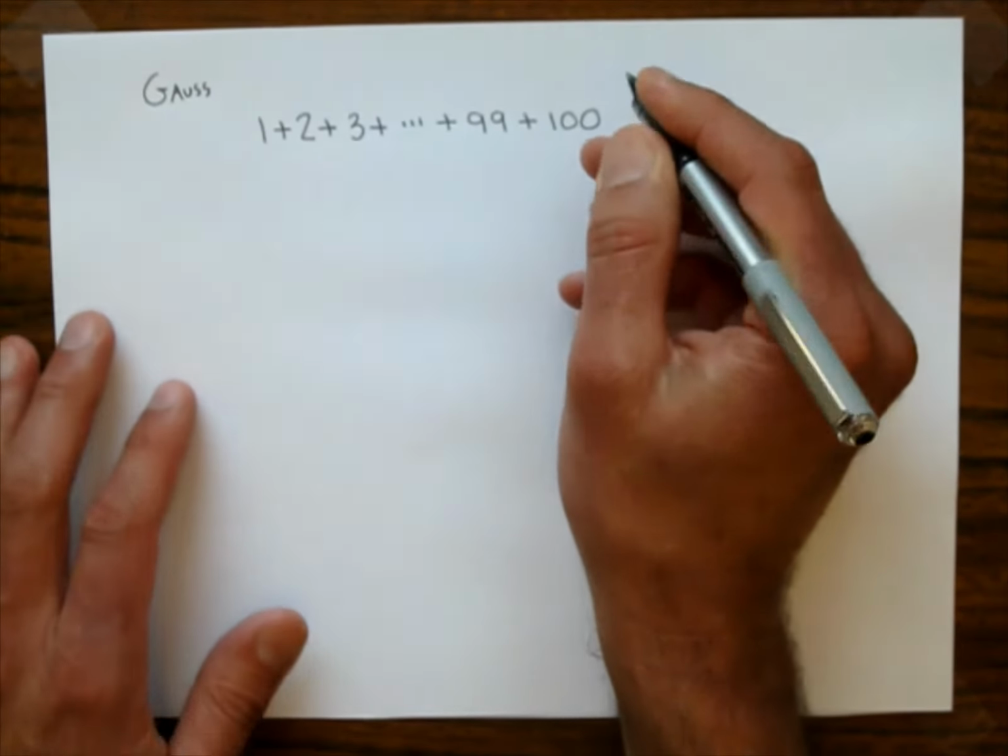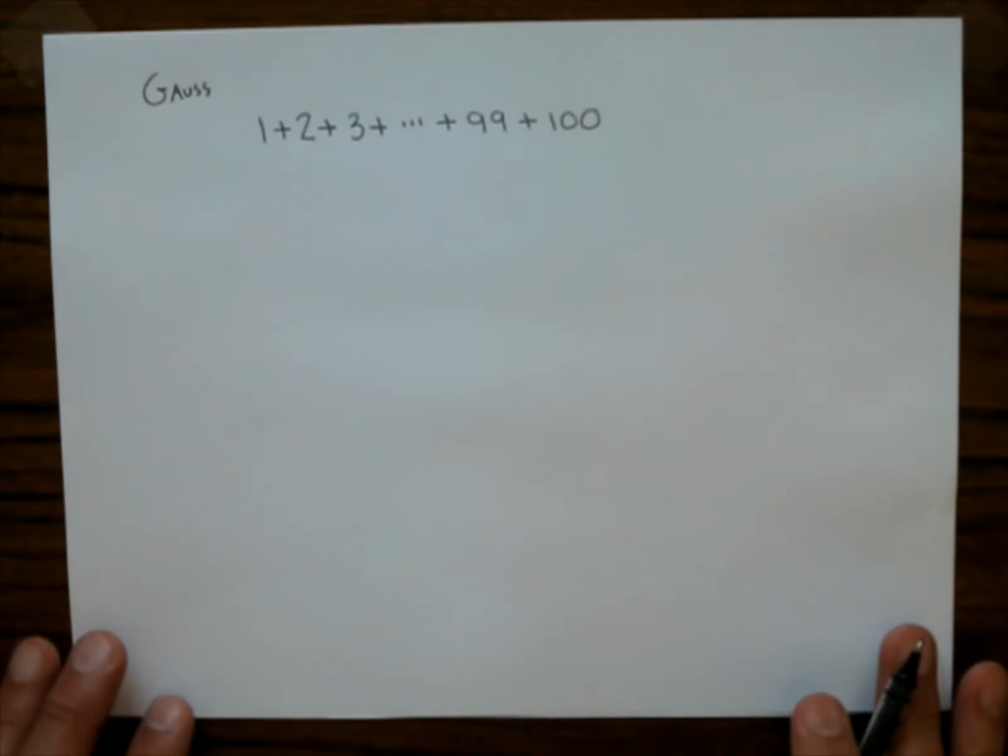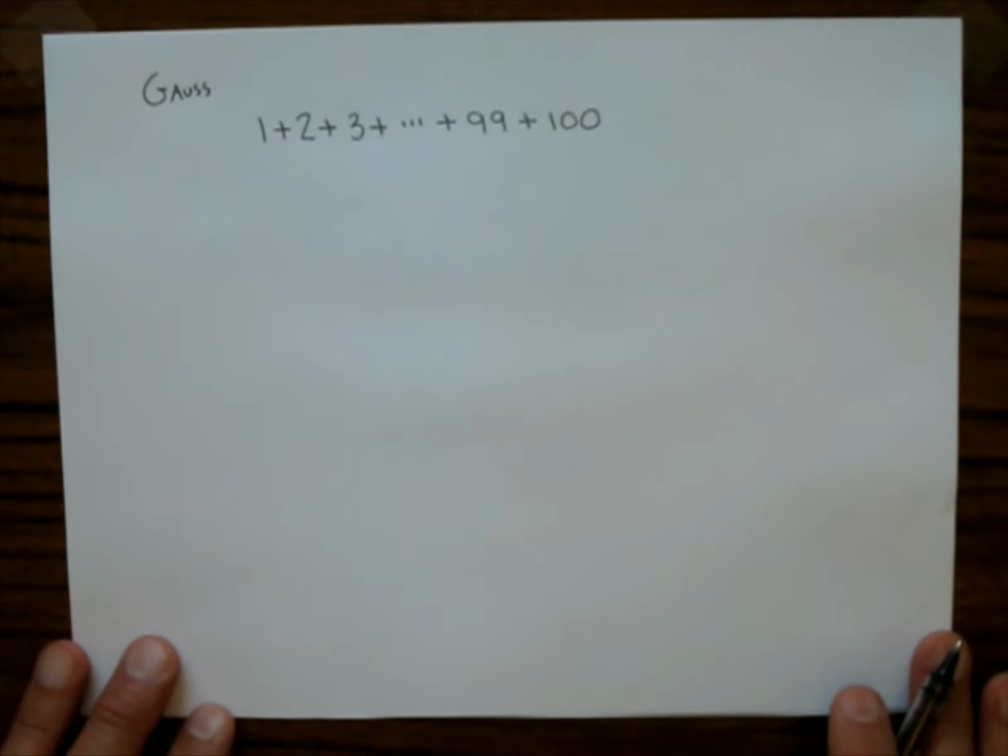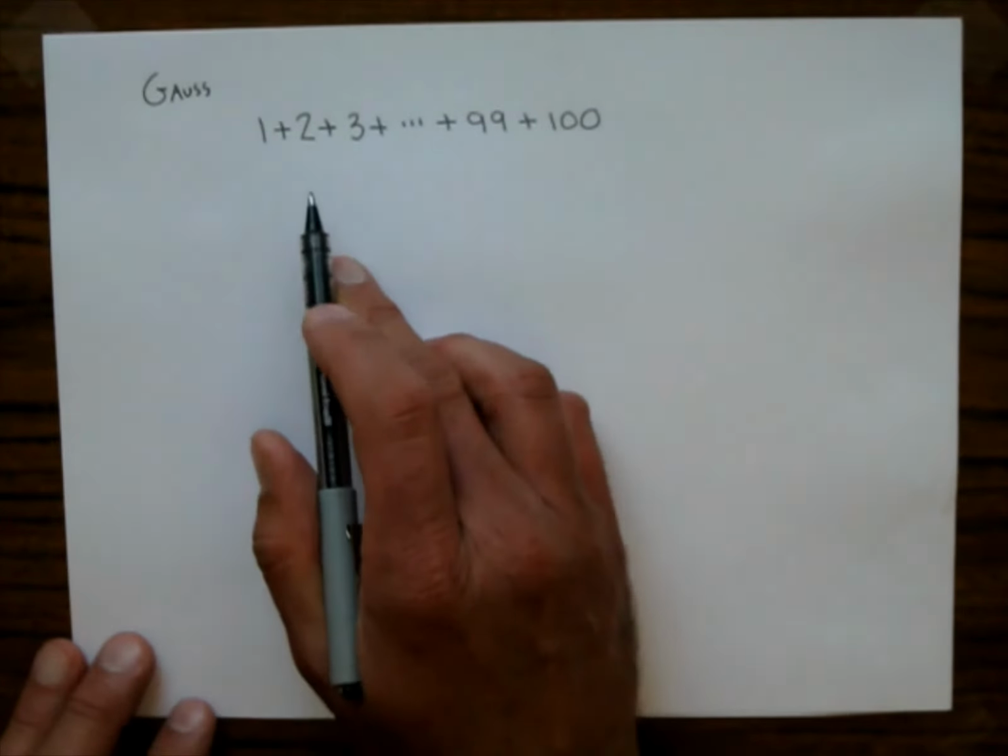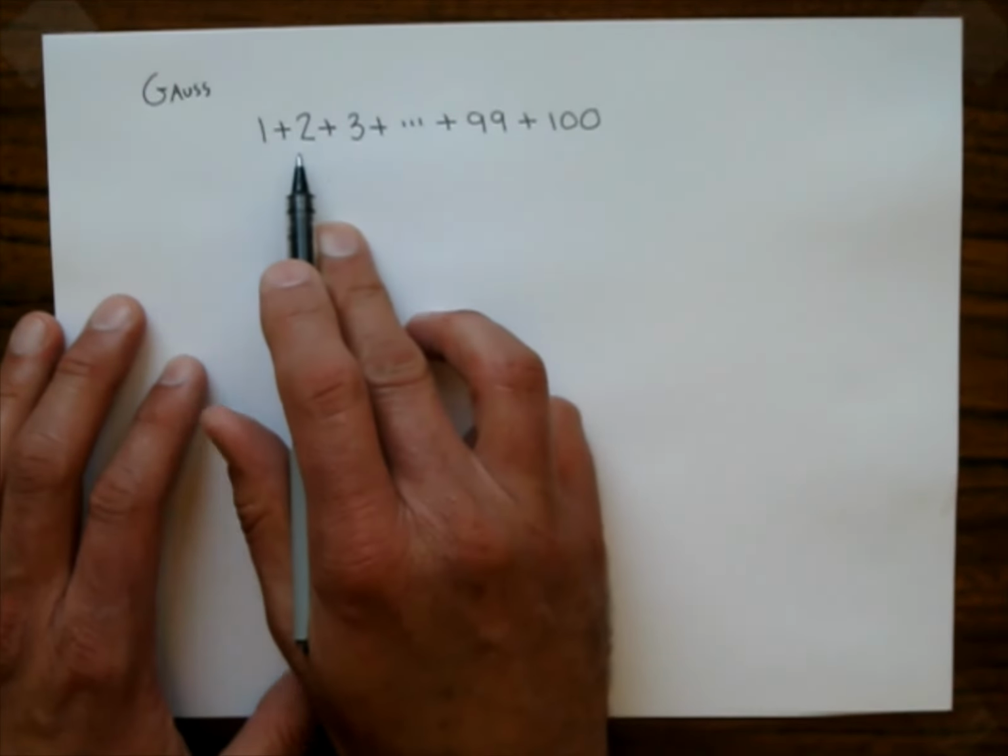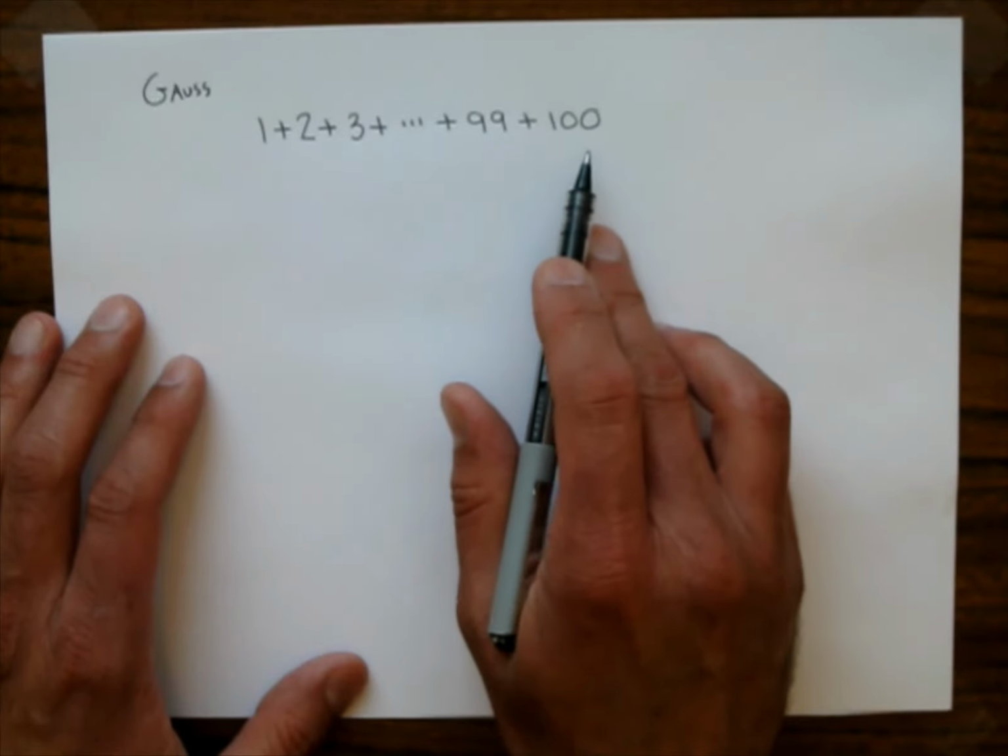And then I think the legend has it that Gauss came up and said, oh, look, I'm done within a few minutes. And the teacher was perplexed. How did you get that? They had to check it. And so this is what Gauss had to do. So this is what he did.